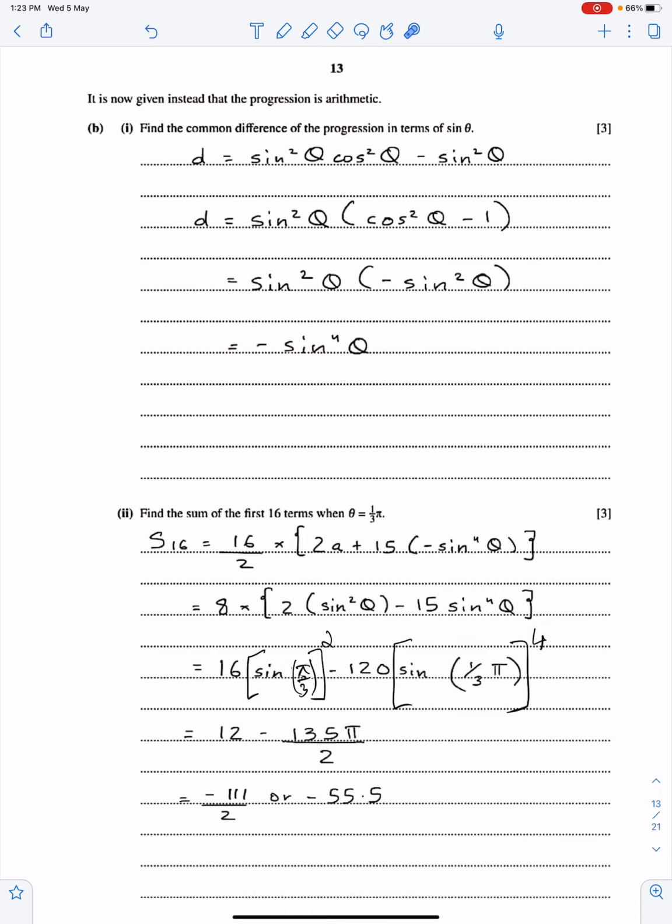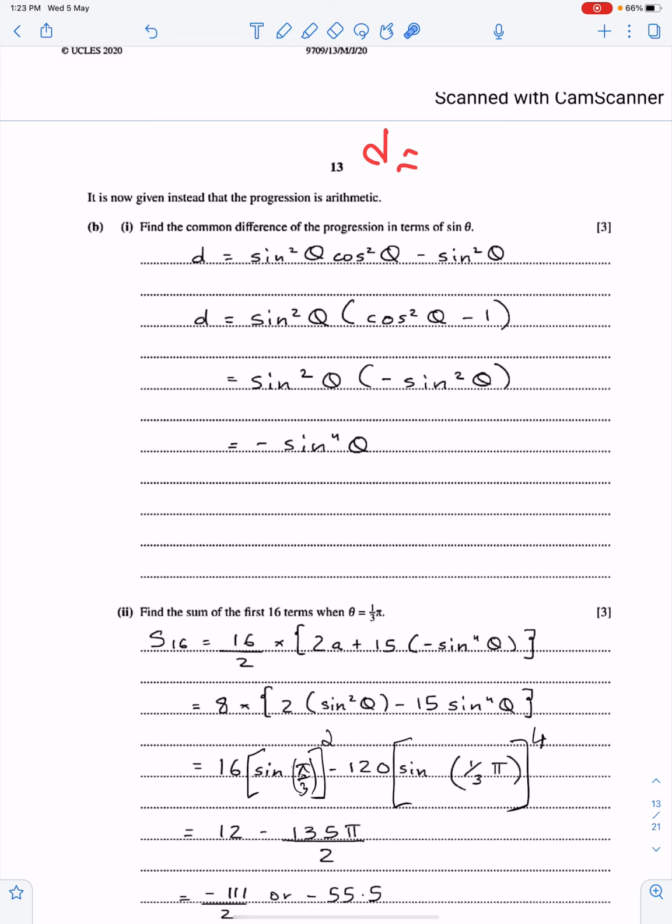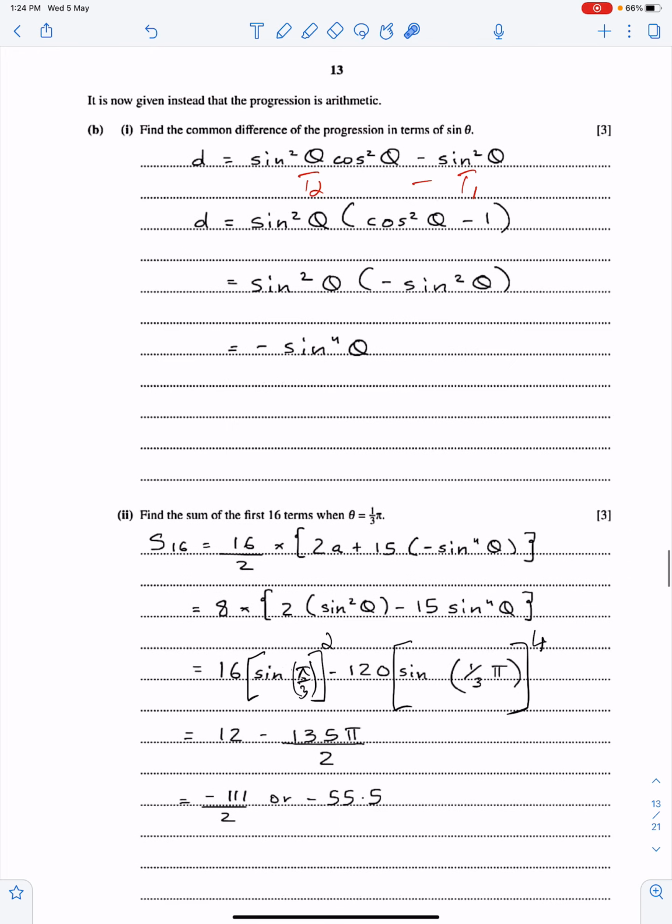You know, the formula of D is T2 minus T1. So this is T2 and this is T1. So by using this formula, we can get the value of D, which is minus sine power 4 theta. Find the sum of the first 16 terms when theta is pi by 3. This is simple. We have A, we have D. We can easily get the sum.